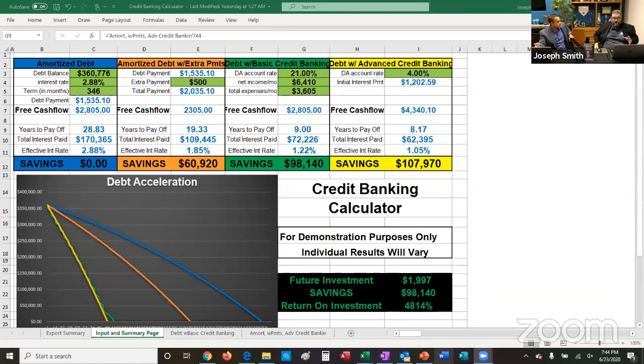Right. And then, we don't really cover the advanced credit banking strategy, but this is when you start bringing HELOCs or business lines of credit into play. Then you can save even more money, and you can really grow and accelerate your wealth.